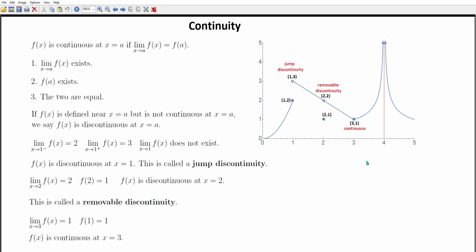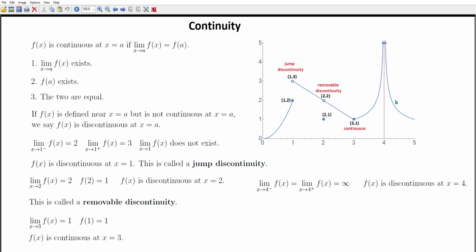And in fact, if you look at x equals 3, we do have a continuous function. The function value there is 1. The limit as x goes to 3 is 1. This is a continuous function. That's what a continuous function looks like. When you draw this thing, you don't pick up your pencil. It's nice and smooth.